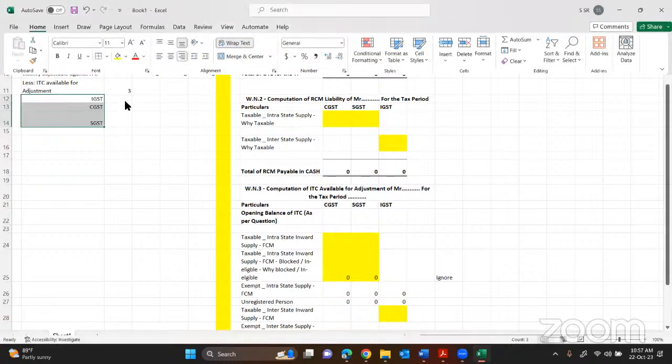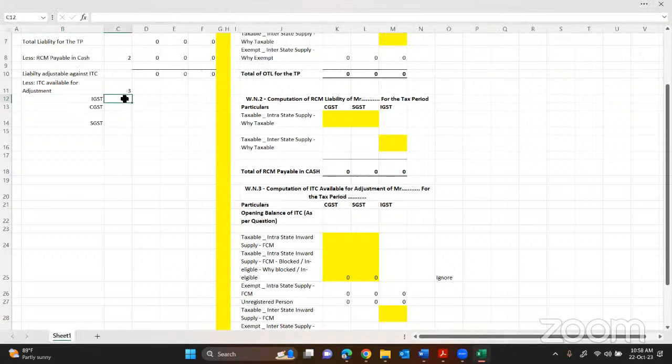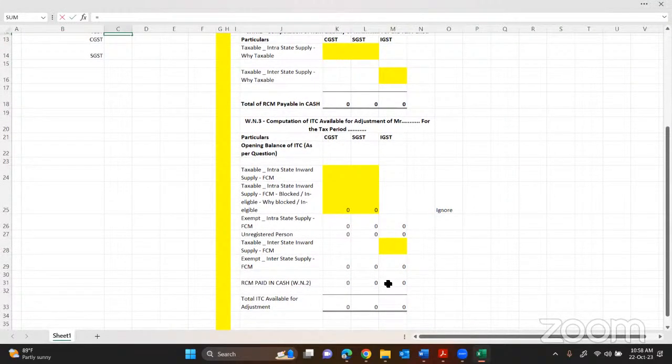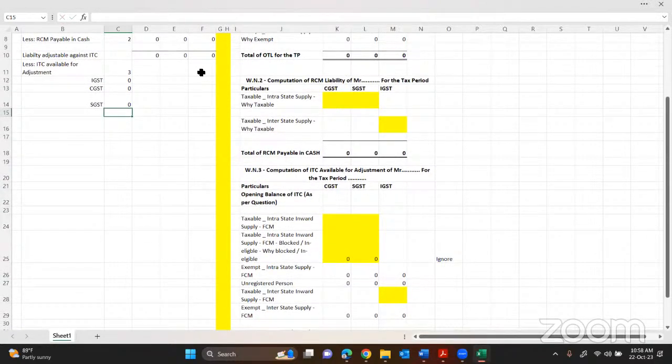Everybody, my dear? You are with me? An IGST figure, carefully look at this. I'm bringing it from here. Then CGST I have to bring over here, and SGST I have to bring over here. And I have to carry out these adjustments as per Rule 88.